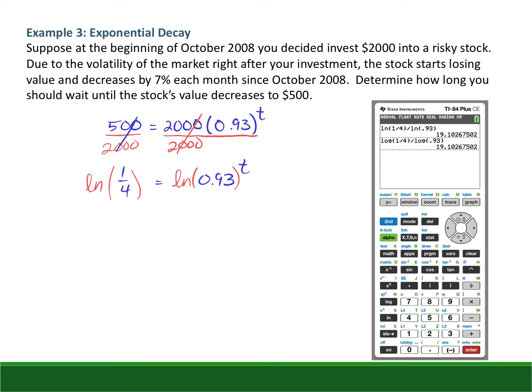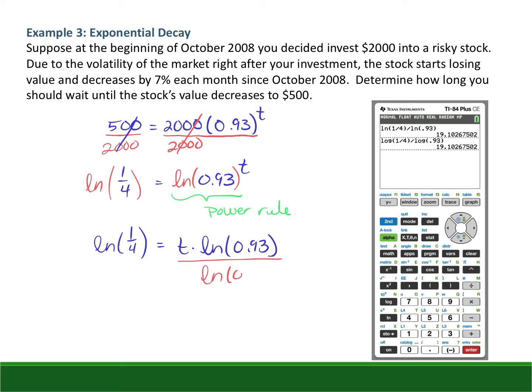And then once I do that on the right-hand side, I can apply the power rule. Remember, this is the power rule for logarithmic functions. It says that anytime you take the natural log of a base raised to a power, that is the same thing as t times the natural log of 0.93. And on the left-hand side, let's just bring down the natural log of 1/4. And so our last step is to divide both sides by the natural log of 0.93.